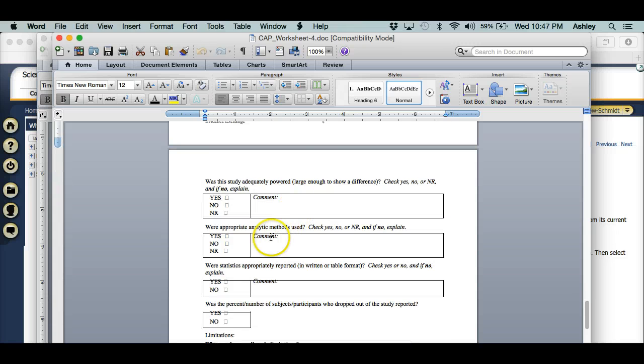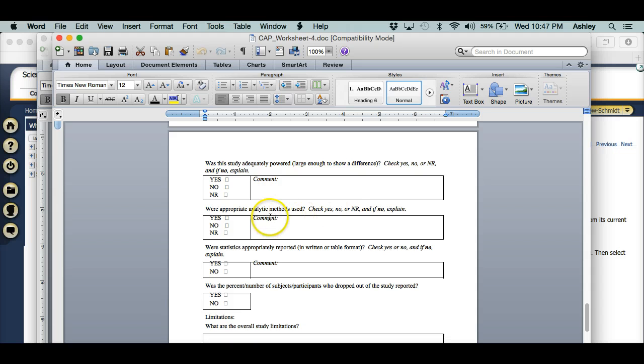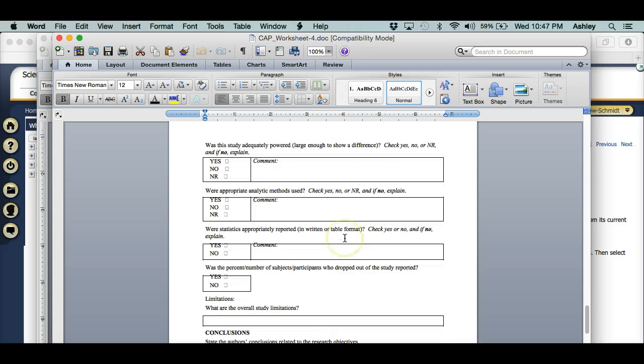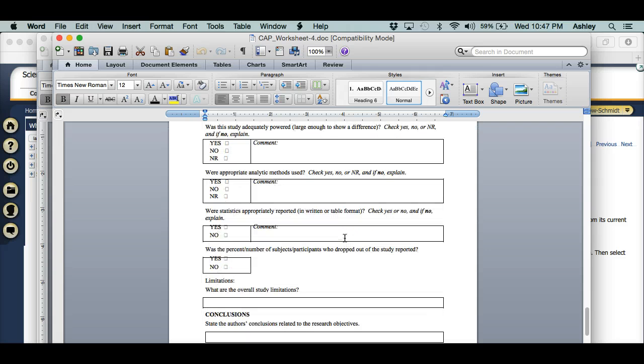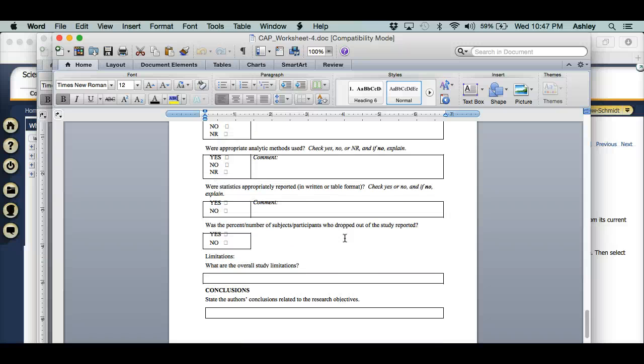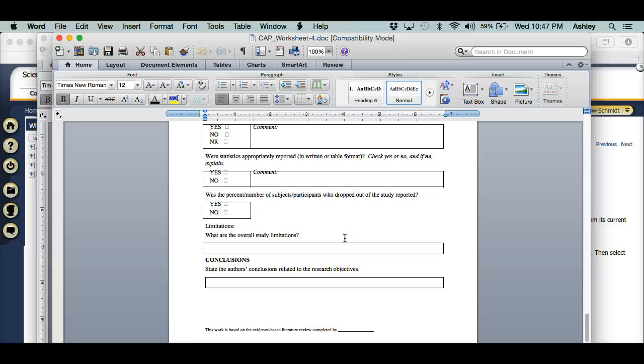Then you're going to answer various questions like, was the study adequately powered, large enough to show a difference? Okay. Were appropriate analytic methods used? Yes or no, or NR. And were statistics appropriately reported in written or table format? And then, what are the percent or number of subject participants who dropped out of the study reported?